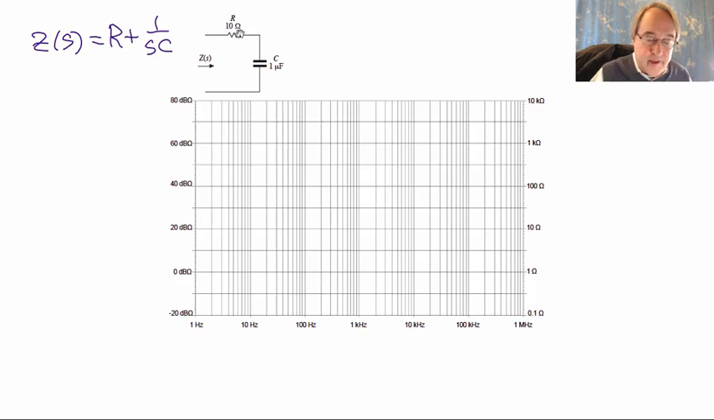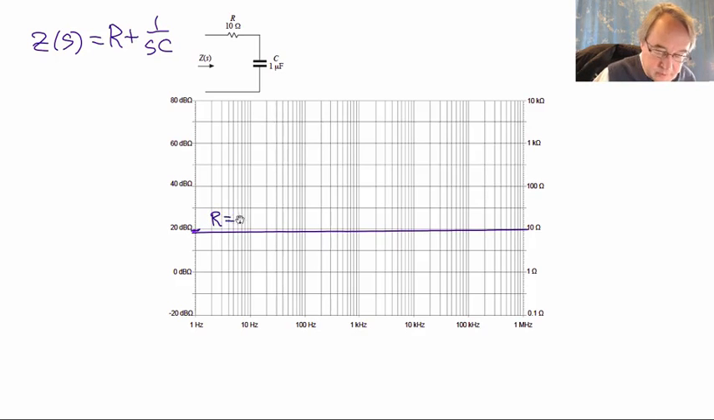In decibels, 10 ohms is 20 dB ohms, so we're right here. And we'll have this impedance for all frequencies. That line is supposed to be at 10 ohms. So I'm going to label that R equals 10 ohms.